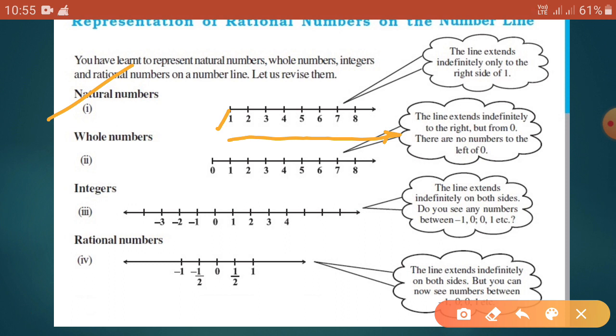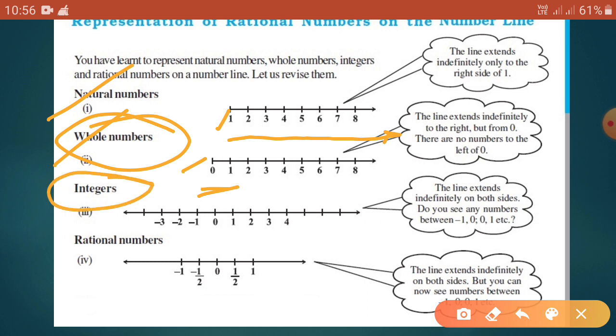Next, the whole numbers. This number line shows that the line extends indefinitely to the right, but there are no numbers to the left of 0, as whole numbers start from 0.